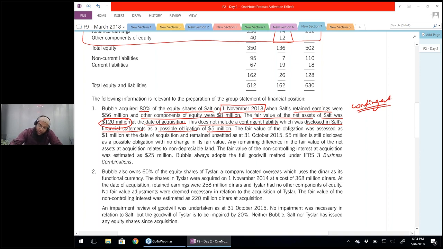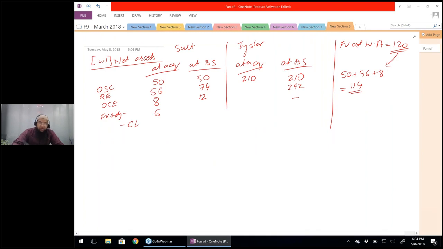This is not the fair value. The fair value of the obligation was assessed as $1 million at the date of acquisition and remained unsettled at 31st October 2015. So we will be recording another fair value adjustment relating to the contingent liability by $1 million at acquisition and at balance sheet. Why are we writing a negative value? Because increasing the liabilities will actually reduce the net assets. That is why we have written the value as a negative value.